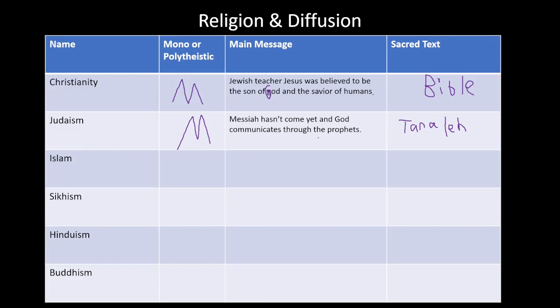So, yeah. There's that. What about Islam? Is it monotheistic or polytheistic? It is monotheistic. They believe in the God, Allah. Allah, who is God, shared information with the prophets who made the Quran, which is the holy writing. So, we'll just write here that the Quran is the holy writing. That looks so bad. Oh my gosh.